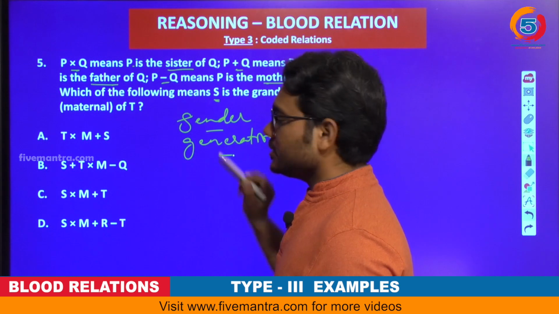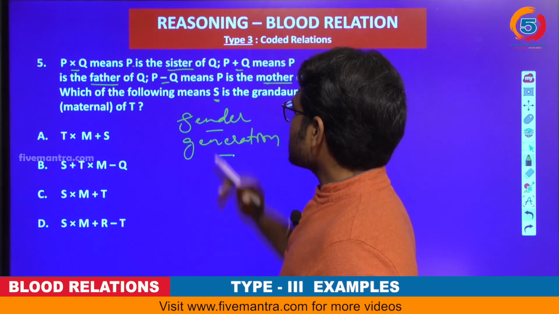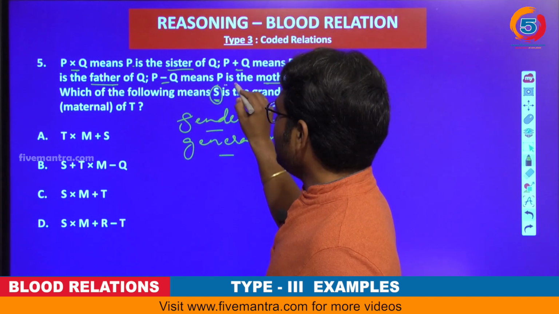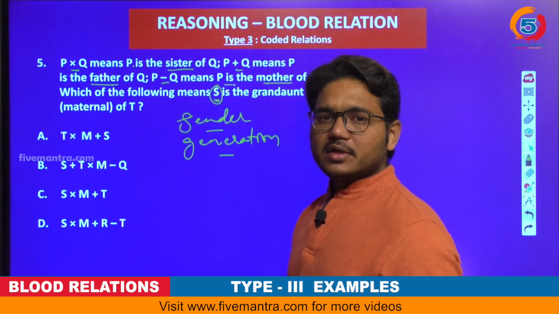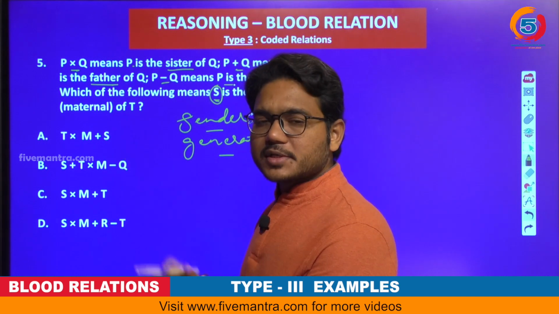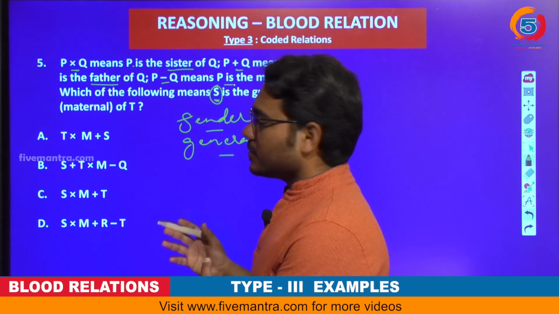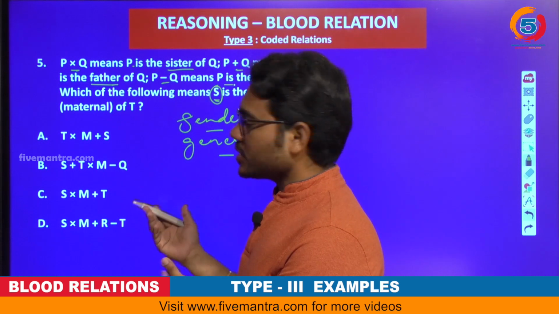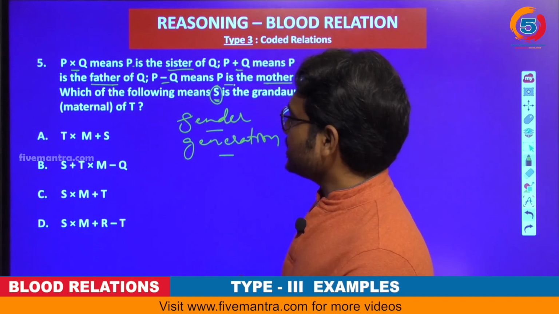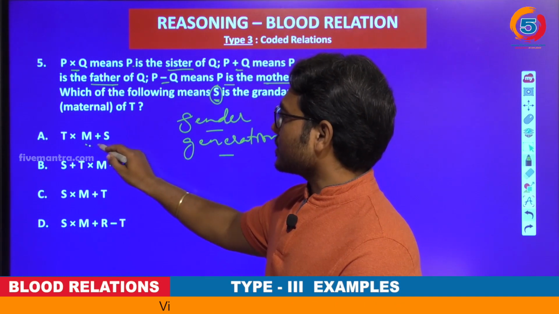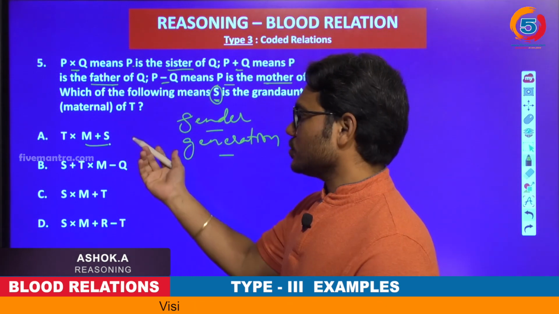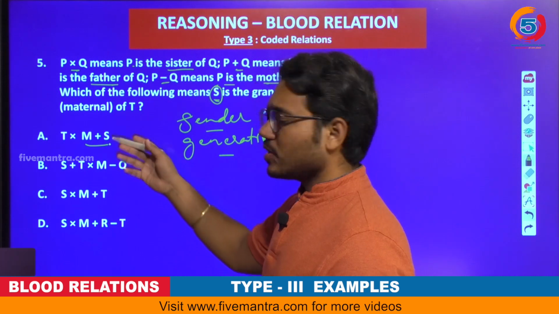So identify the gender and generation here. Okay. So what is the gender here? Obviously S should be female because she is the grand aunt of T. So rule out, I mean strike off the options which indicate the wrong gender of this S. Okay, try to see here. First one, is it evident here? From this, we have to check this thing. M plus S, plus in the sense M is the father of S. So S could be male or female. So we cannot rule out this.